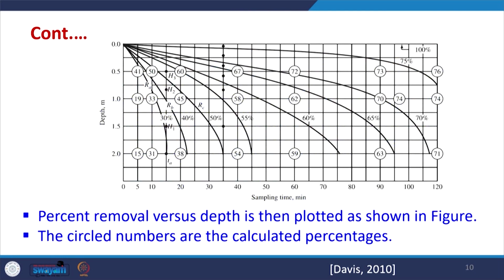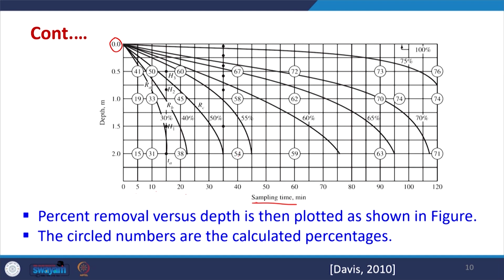So, this is plotted in this type of graph which is shown here. This is a typical graph which is actually used for this type of calculation. Here we are assuming the depth to be 0 meter and it is going up to 2 meter. Similarly, you can see the sampling times: 5 minutes, 10 minutes, 20, 30, up to 120 minutes it has been done, and height is up to 2 meter. So, what we see is that percentage removal versus depth is then plotted as shown in the figure.